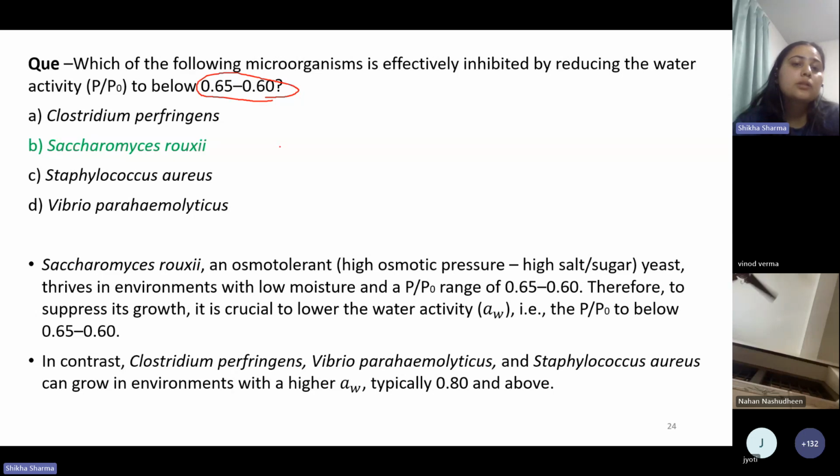mostly, but there are exceptions which can also grow at lower water activity. Option B, Saccharomyces rouxii, is correct because it is osmotolerant. Osmotolerant means it can grow at high osmotic pressure, when we add so much salt and sugar, in that harsh environment. So this yeast can grow at lower water activity conditions. If we want to suppress its growth, we have to decrease the water activity below this limit.